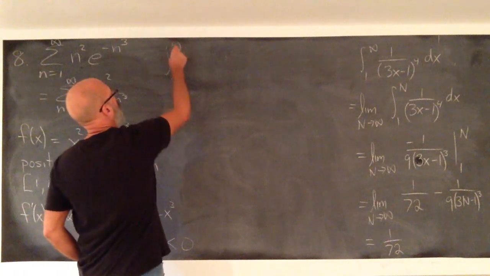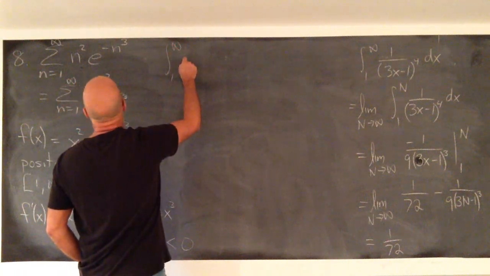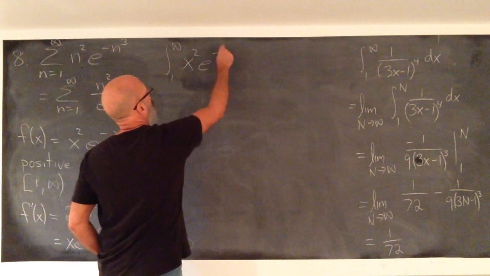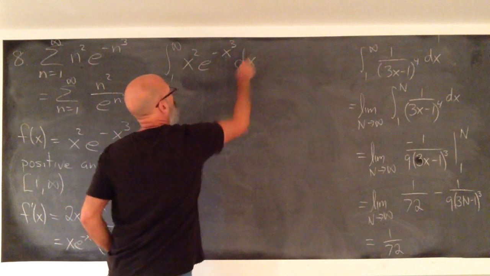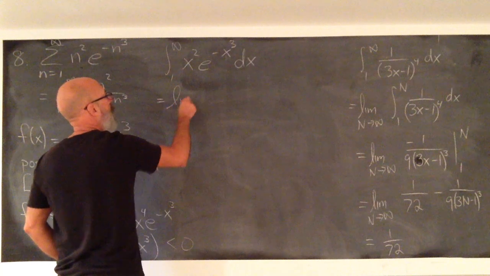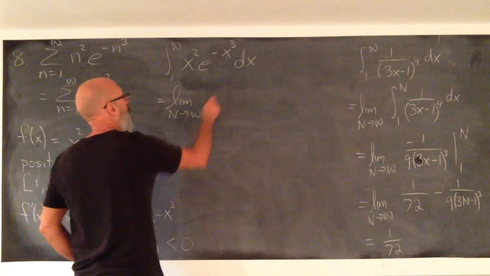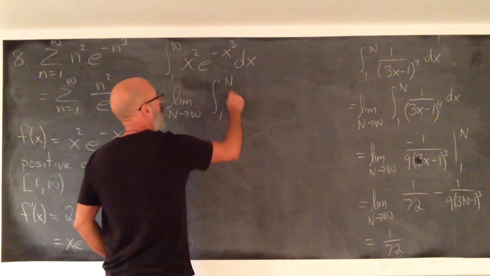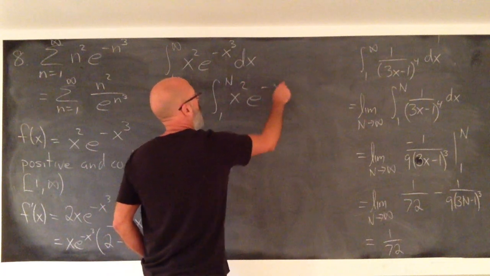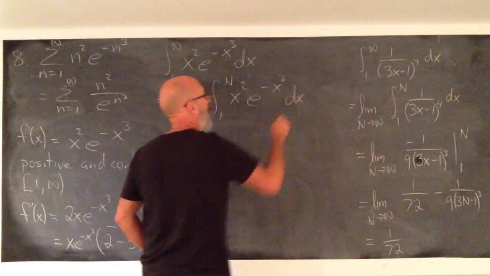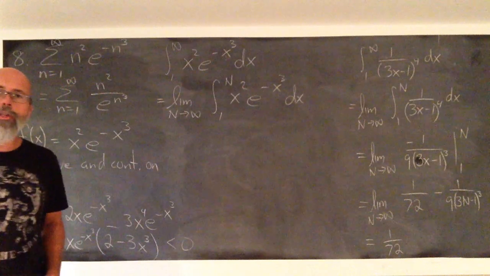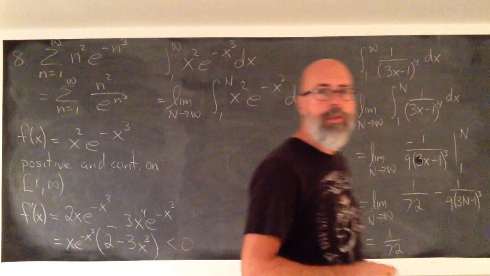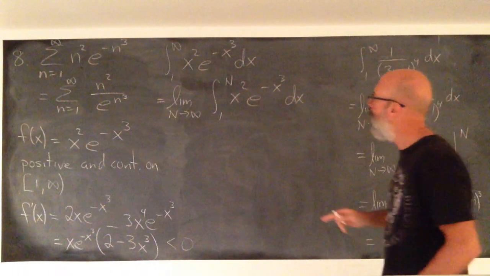Integral from 1 to infinity of x squared e to the negative x cubed, which is the limit as n goes to infinity, of the integral from 1 to n. Again, integration is trivial. You know how to integrate this. A simple u substitution does the trick.